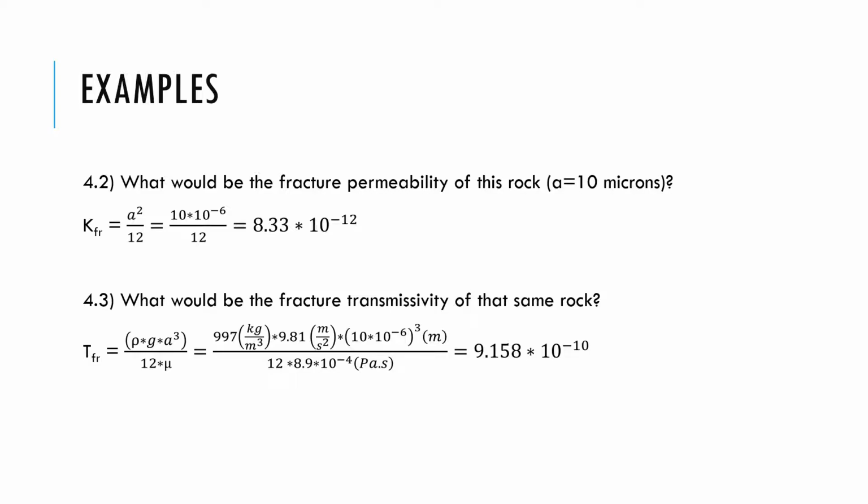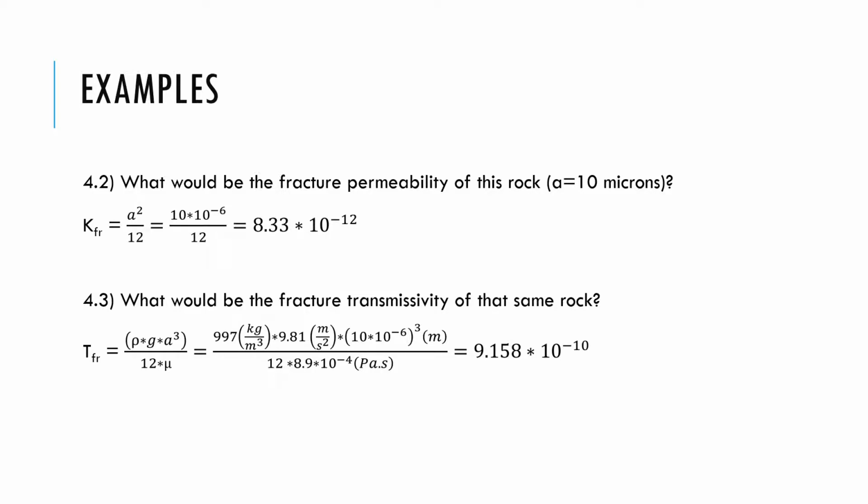Now, these are two examples that I took from chapter 4 of the William E. Glassley book. The first one asks, what would the fracture permeability of this rock be? The rock they are referring to has an aperture size of 10 microns. And 10 microns just means the units of microns are meters times 10 to the negative 6.